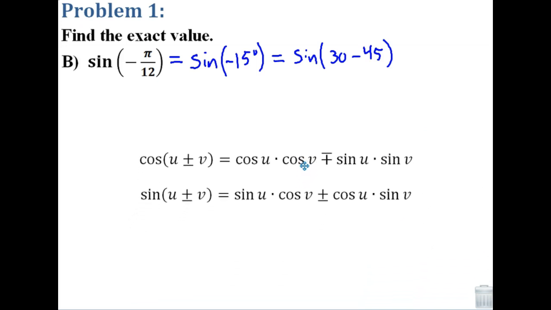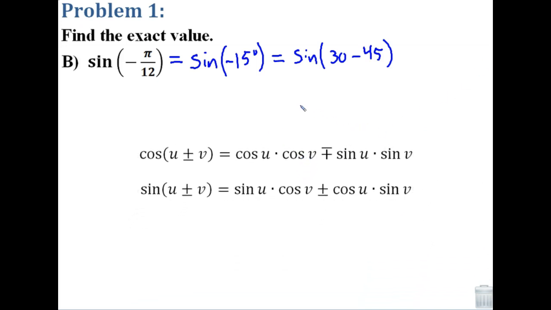Okay, and I'm going to pull up my identities here just so they're handy and I can use them. We've got the sine of a difference, so that's going to be the sine of the first angle, sine 30, times the cosine of the second angle, cosine 45. And with the sine ratio, it's plus-minus, so that sign's going to stay the same: minus cosine of the first angle, cosine 30, times sine of the second angle, sine 45.